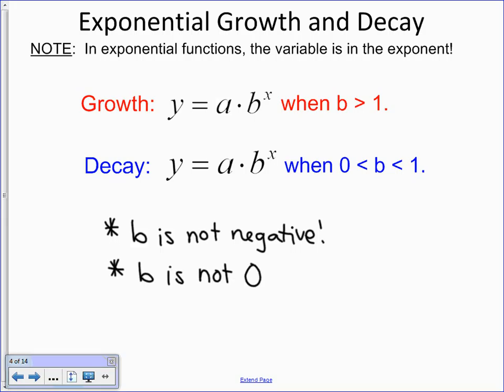You can imagine what a boring function we would have if B were 0, right? 0 raised to any exponent is 0, and then 0 times any A is 0. So that would just be boring and not cool to investigate. So B is not 0. Were there any other numbers that B is not allowed to be?